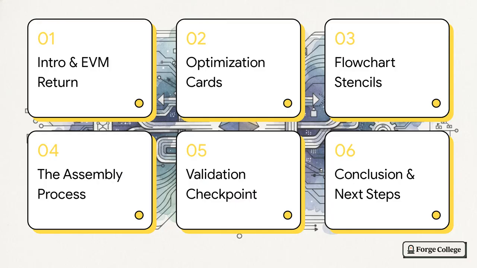Here is our blueprint for today. We're going to cover our EVM return, dissect the anatomy of optimization cards, design some flowchart stencils, hit the assembly process, pass a strict validation checkpoint, and then wrap up with your next steps.